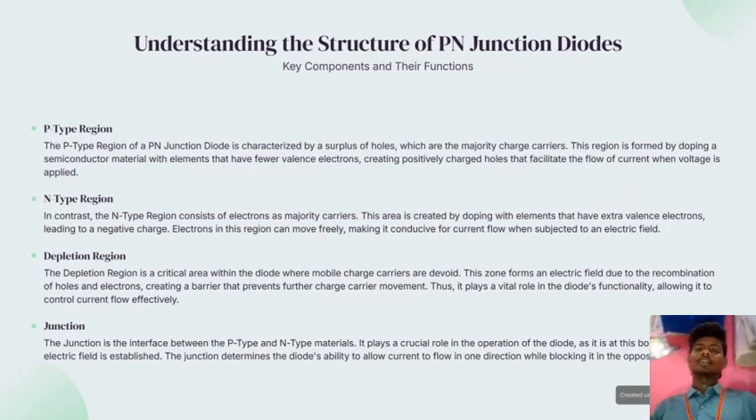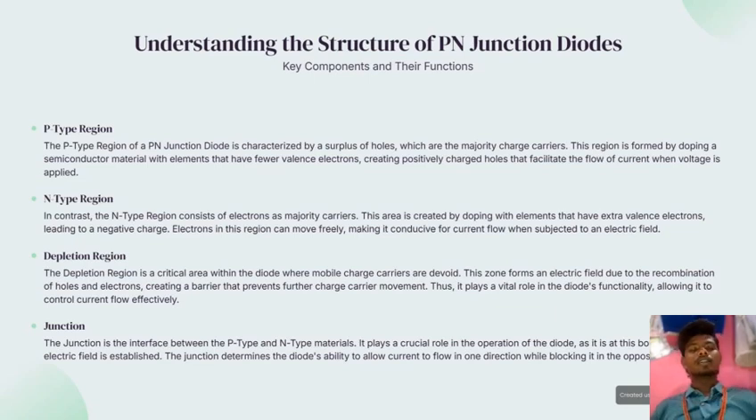Understanding the structure of a PN junction diode. Key components and their functions. P-type region. The P-type region of a PN junction diode is characterized by a surplus of holes, which are the majority charge carriers. This region is formed by doping semiconductor material with elements that have fewer valence electrons, creating positively charged holes that facilitate the flow of current when voltage is applied.